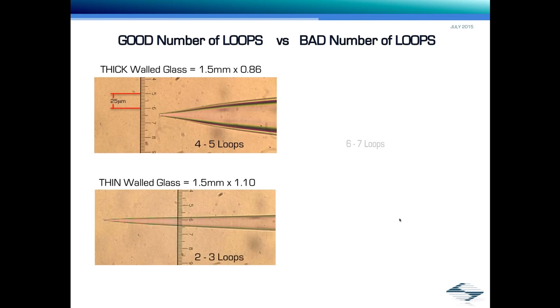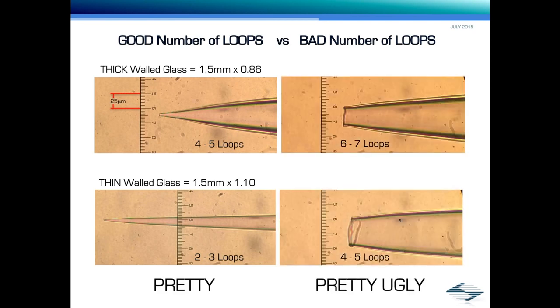So if you say you want to make a bigger pipette and you think, oh, I'm going to loop 6 or 7 times to get my pipette shorter and bigger, or I'm going to loop 4 to 5 times with that thin wall glass and get it shorter and bigger. Well, what's going to happen is you're going to go from pretty to pretty ugly. So you don't want that. You're going to get these cracked pipettes. You're going to get angled breaks. You're going to get splinters. It's going to be awful, and you're going to want to quit your job and go work at Starbucks. It's a good place to work, but you really don't want to do this.